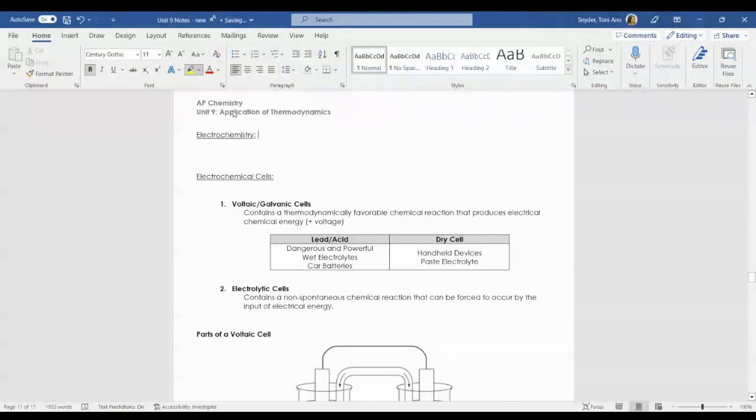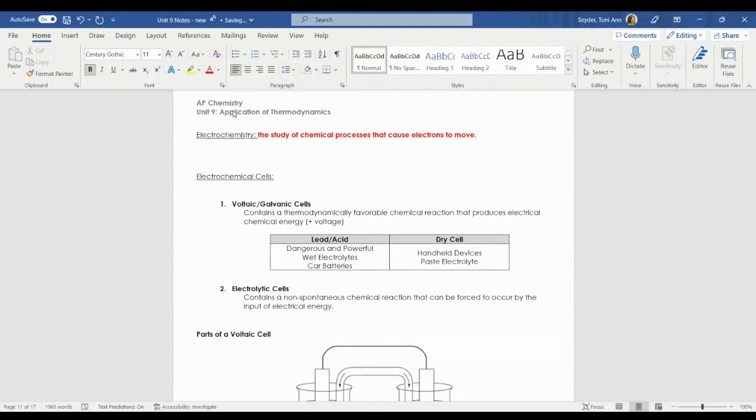Hello, everybody, and welcome to our next unit in Unit 9, which is going to be all about electrochemistry. Electrochemistry, I think, is kind of exciting because it tells us how electrons move, actually. So let's get this definition down first before I talk a little bit more about it. It's exciting because electrochemistry is the study of chemical processes that cause electrons to move, which is really cool.